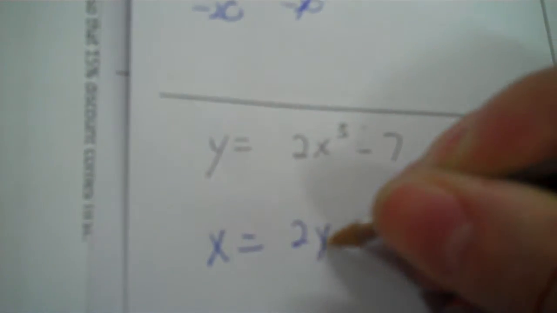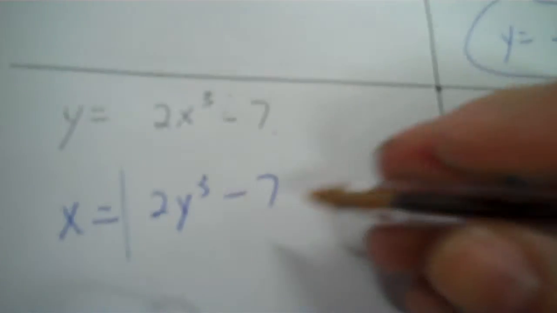Next problem. Y equals 2x to the third power minus 7. Switch the x and the y. Now you've got three operations on the x side. You've got a times, you've got a power, I'll put a little caret there, and then a minus 7. So you get rid of the minus 7 with plus 7. Then you get rid of the times 2 with the divide by 2. Now you get rid of a third power with a cubed root.